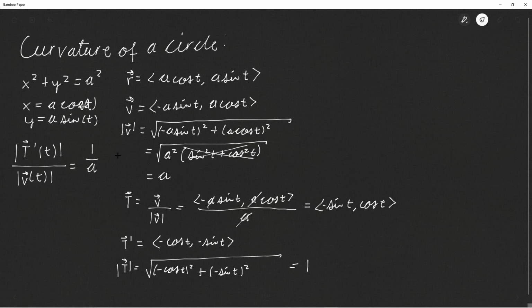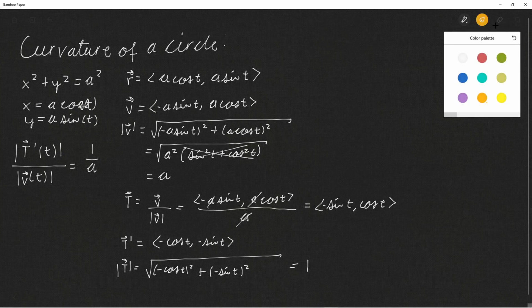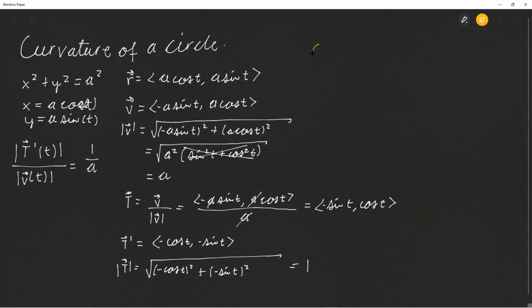And what this means is, in a circle, the curvature of a circle is always going to be 1 divided by the radius, or in this case is going to be 1 over a.